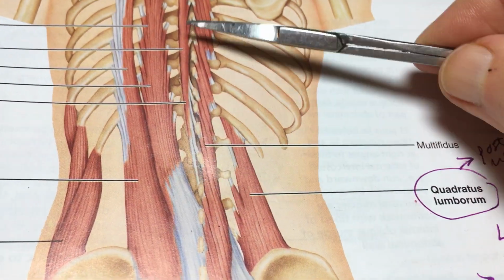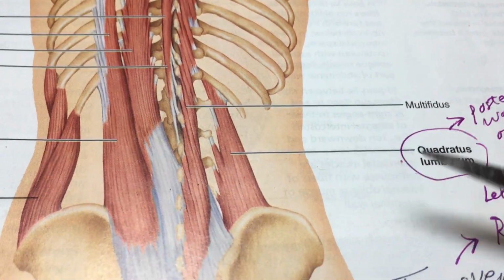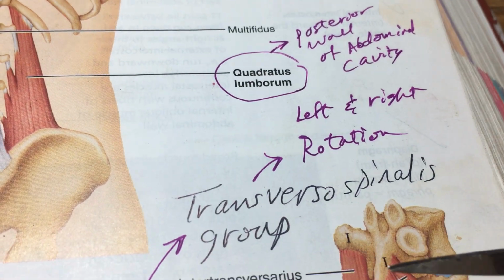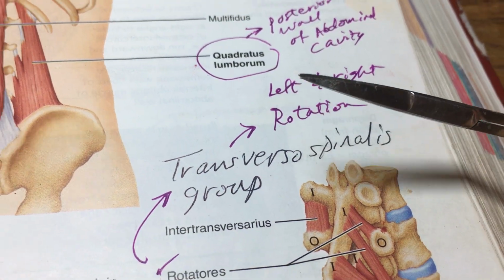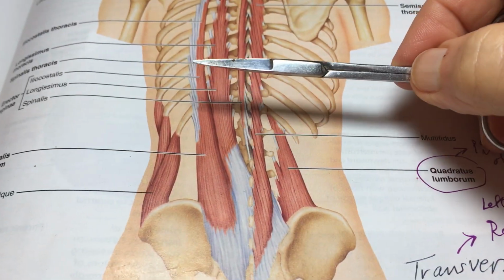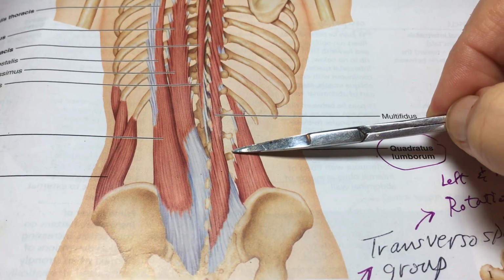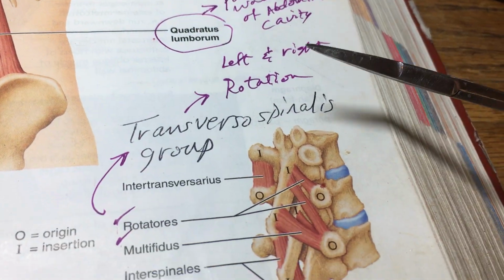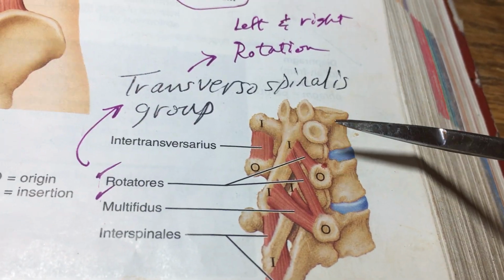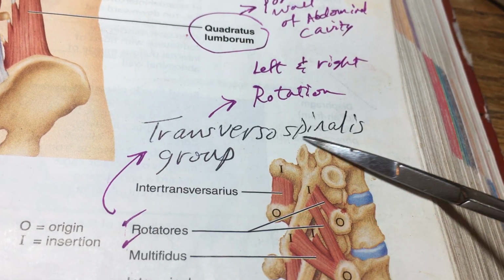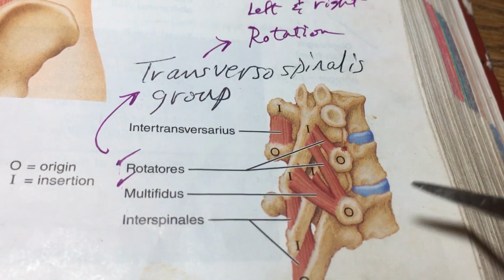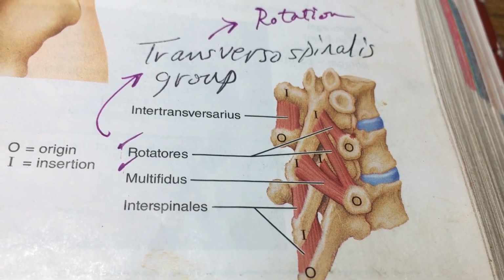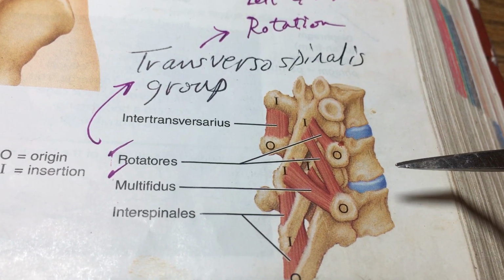I'm not asking you for innervation of any of these things. These are mostly used for postural purposes and to assist with mild bending, either posterior bending, extension, or side-to-side bending, flexing side to side. Here we have another group of muscles. This is called Transverso Spinalis, and it's made up of rotators and multifidus for the most part, and those are the ones I want you to learn.